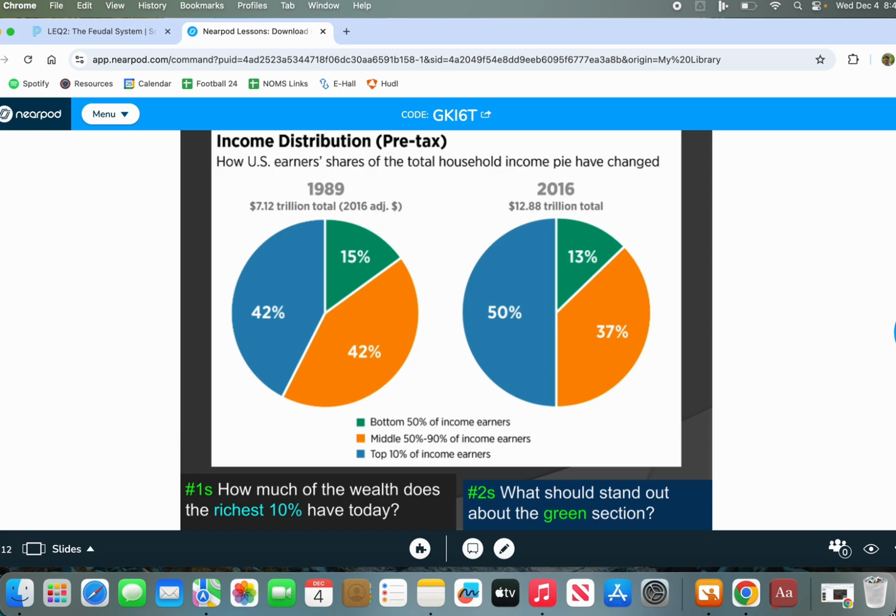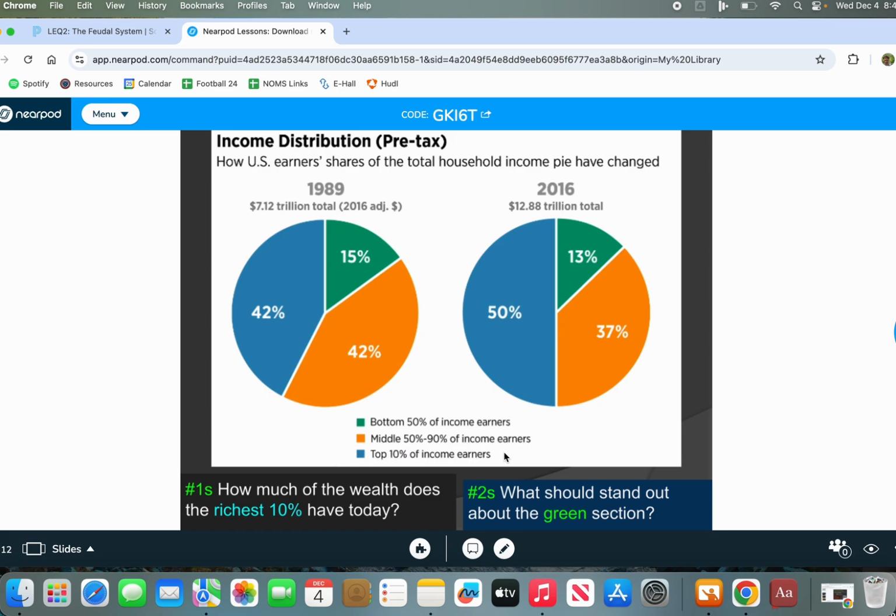Okay, so we're moving on now. We're going to keep talking about this. How much of the wealth does the richest 10% have today? It has 50% of America's wealth. So we can look at this. You're going to be looking at the legend and then looking up here. So you're looking for these key things: 10%, this 50, 90, 10%. Good. 10%.